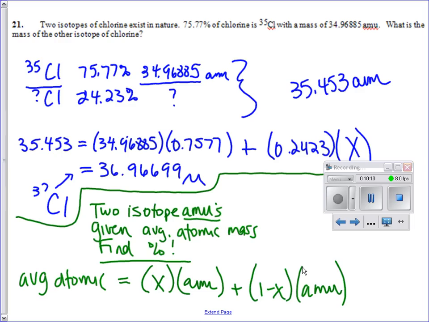All right. Another thing to be really careful of: keep track of whichever isotope you set x equal to versus which one you did 1 minus x. Make sure you keep note of which is which, because when you report it, you have to report it correctly. Got it? All right, so that's all on average atomic mass with different isotopes.